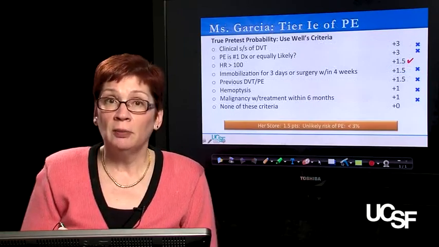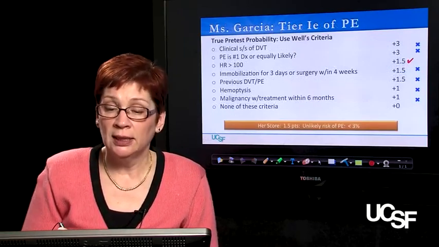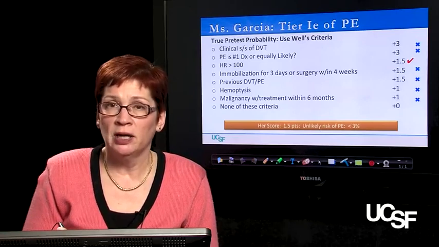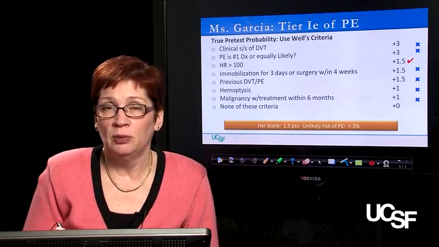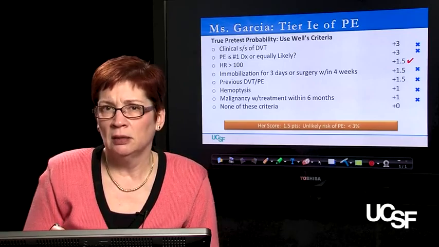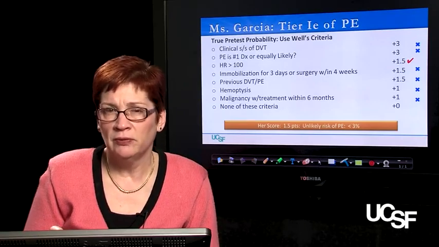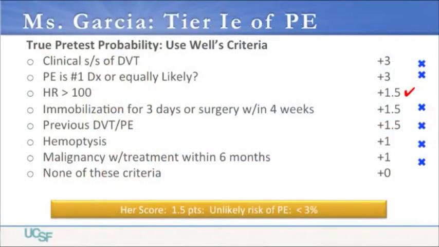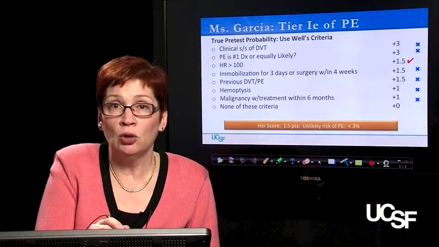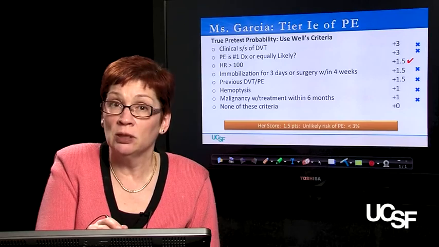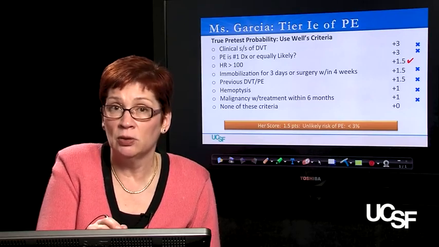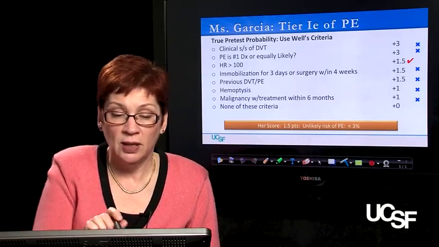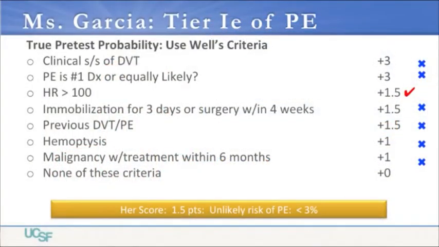So here's the Wells criteria applied to Mrs. Garcia, who's clinically a tier 1E of pulmonary embolus with a bona fide pretest probability of about 10%, or tier 3, very unlikely. Did she have clinical signs or symptoms of a DVT? Remember, she had no lower extremity symptoms other than a little bit of decreased pulses. So it looked like arterial insufficiency with no venous problems. So no points for that. Was pulmonary embolus a number 1 diagnosis? No. We had a different number 1 diagnosis. Her heart rate was, in fact, greater than 110, so she gets 1.5 points for that.